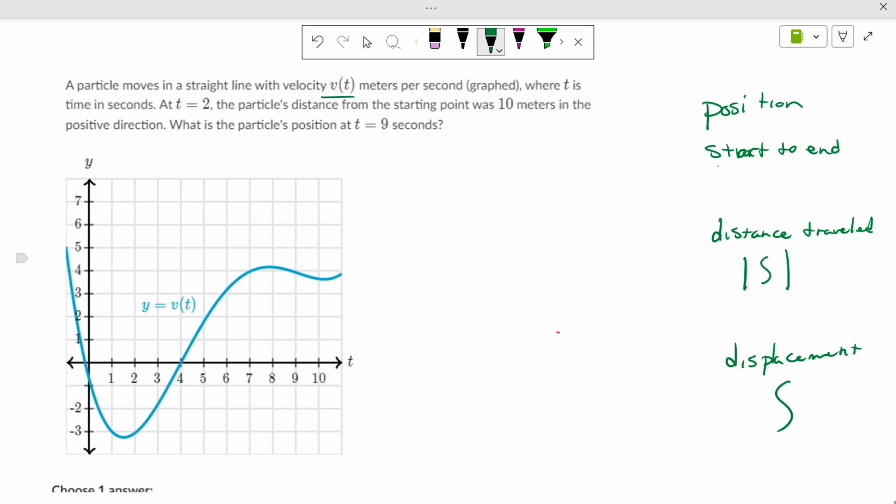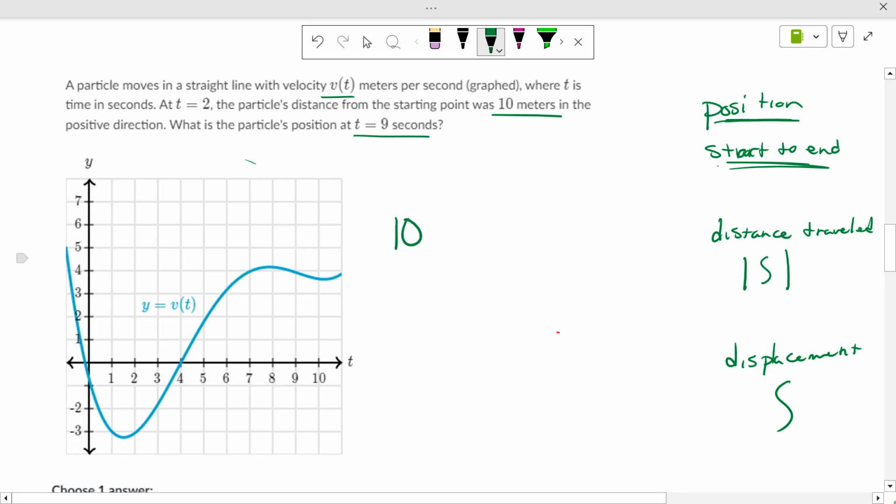At t equals 2, the particle's distance from the starting point was 10 meters in the positive direction. What's the particle's position at t equals 9? So it's a position. From start to end, what happens? Well, it starts at 10 meters. That's where it starts, so you have to add that on to the integral. For distance traveled and displacement, you do not add anything onto the integrals. But when it's a position, you add it onto the integral.